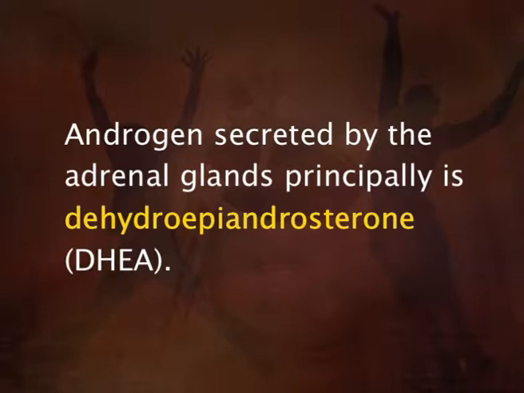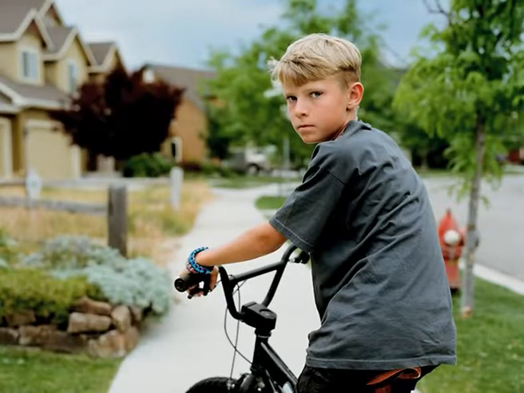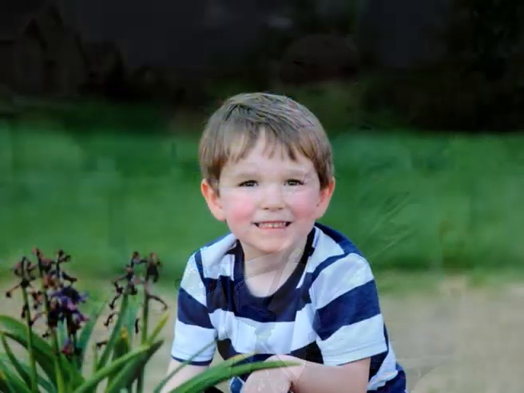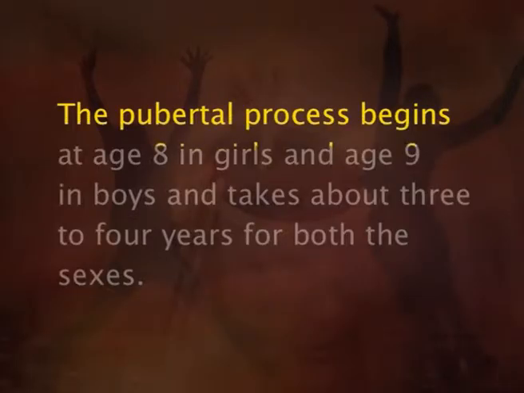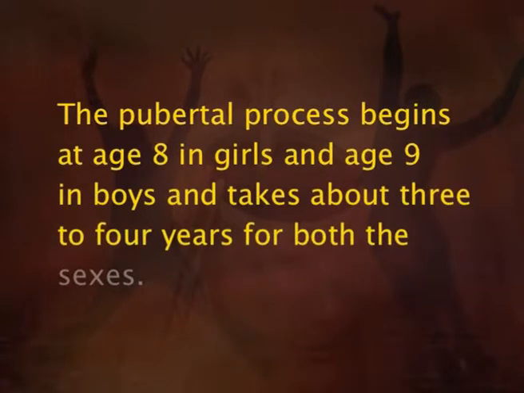dehydroepiandrosterone or DHEA. The DHEA plays a major role in the growth of pubic, axillary, that is armpit, and facial hair, as well as helps in faster body growth, and the development of the body occurs. By the age of 10, levels of DHEA are 10 times higher than what they were between the ages of 1 and 4. The pubertal process begins at age 8 in girls and age 9 in boys, and takes about 3 to 4 years for both the sexes.